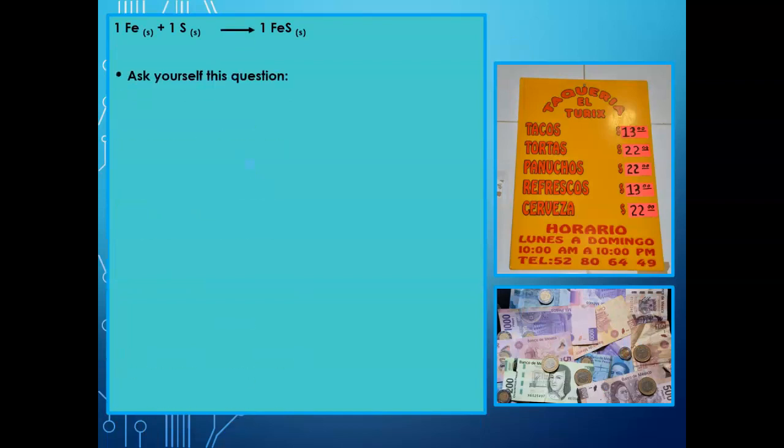So, ask yourself this question. If we have 10 grams of iron, how many grams of sulfur do you need? Pause here, think, and come back.